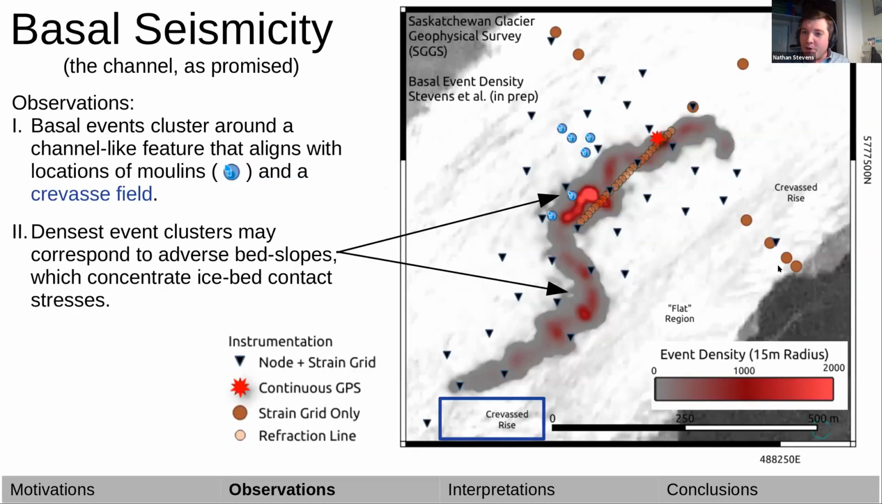So then the where and the whens for question 2, and as promised in the title, here's our channel. We have basal events clustering in this map view along the course of what appears to be a subglacial channel. It's along the bed, it's in the right position to receive water from these active moulins as well as this crevasse field. And from our bed mapping, the brightest clusters here, these bright red saturated areas, correspond with areas that may have adverse bed slopes, where stresses are going to concentrate on that ice-rock interface.